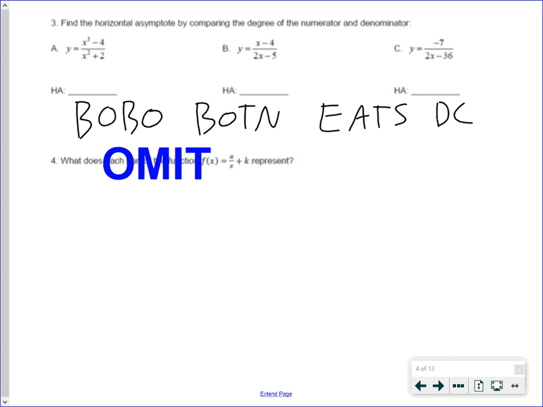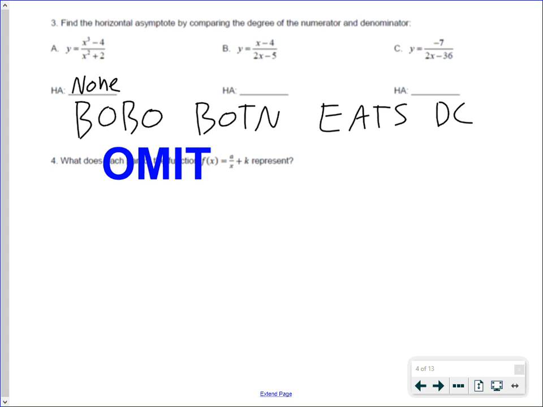Remember, BOBO stands for bigger on bottom: 0. BOTN stands for bigger on top: none. EATSDC stands for exponents are the same, divide coefficients. So for 3a, I have x cubed minus 4 all over x squared plus 2. We're bigger on the top, that's the bottom part. Bigger on top, that means none. We have no horizontal asymptote.